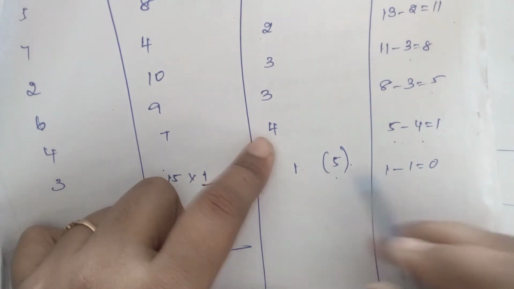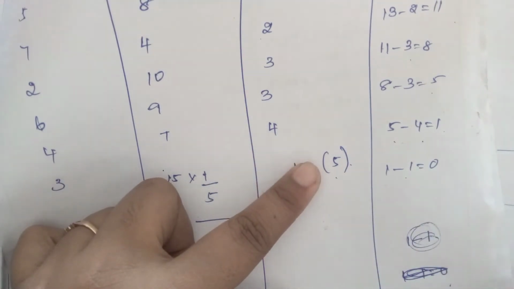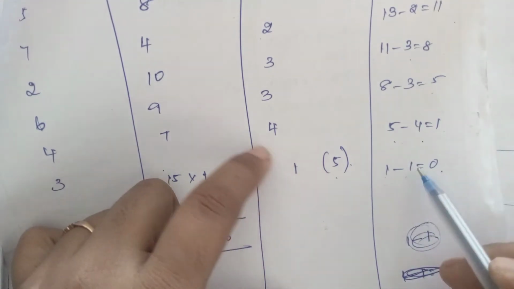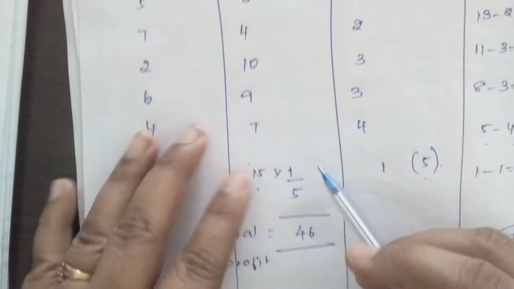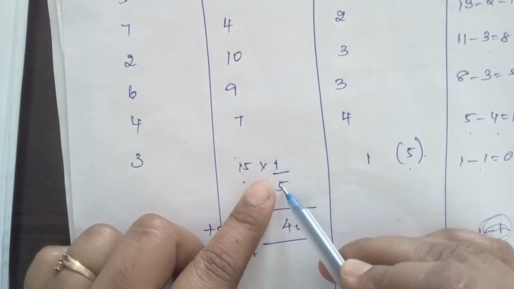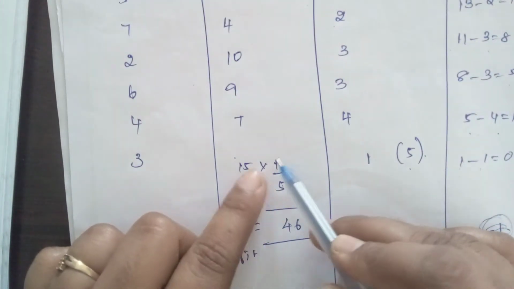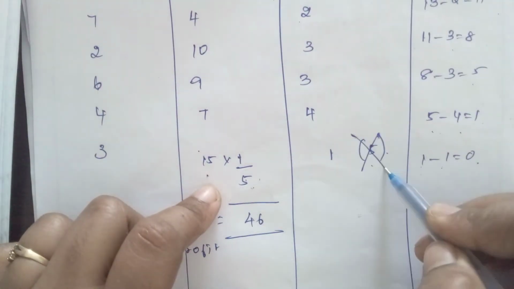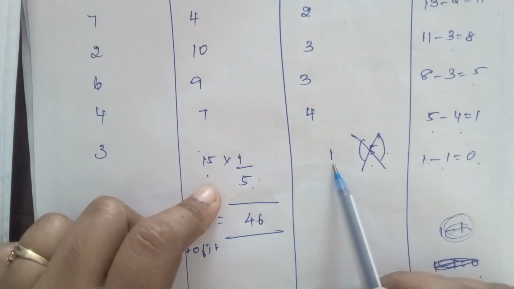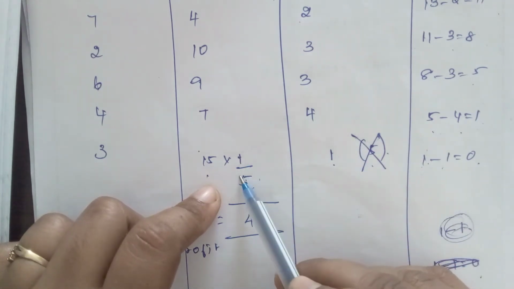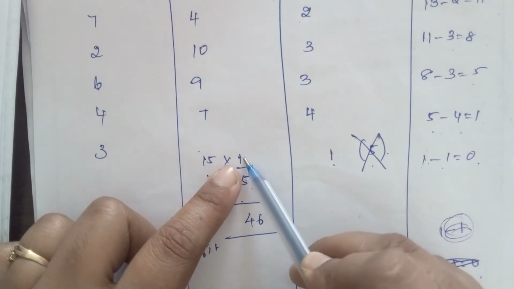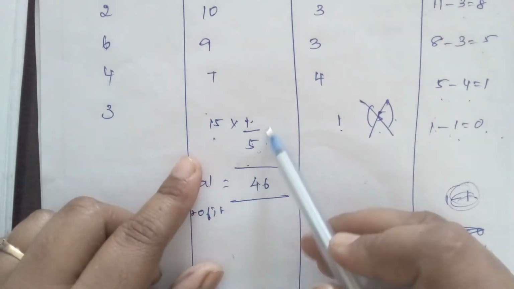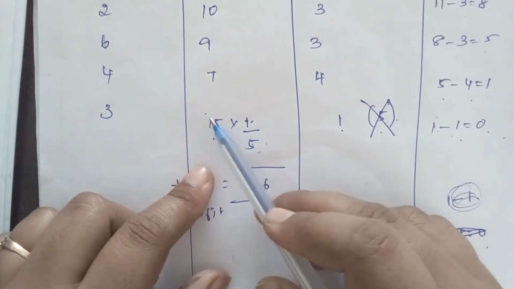So I'm taking only one value. I am subtracting this one. 1 minus 1 becomes 0, but balance 4 is there. So for that I am writing 1 by 5. Instead of the total weight 5, I am taking only one value, so I write it in fraction form. 1 by 5 means I am taking only one part, not 5. So 1 minus 1 becomes 0. Then I am multiplying 15 slash 5, that becomes 3.